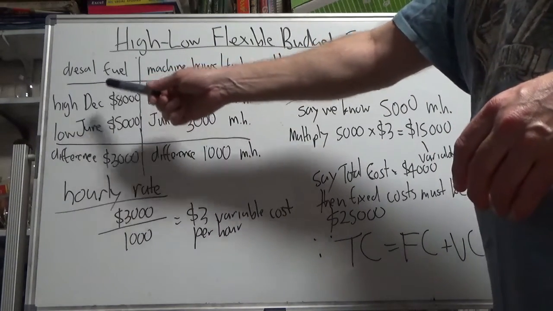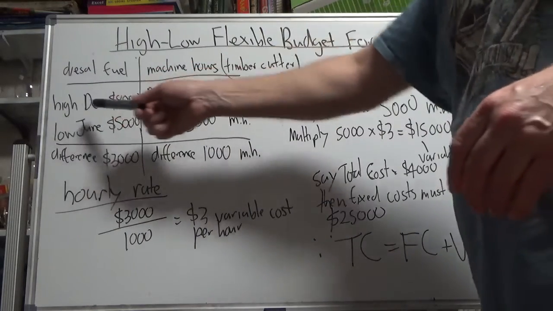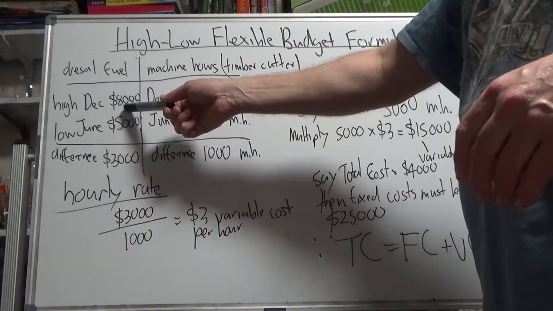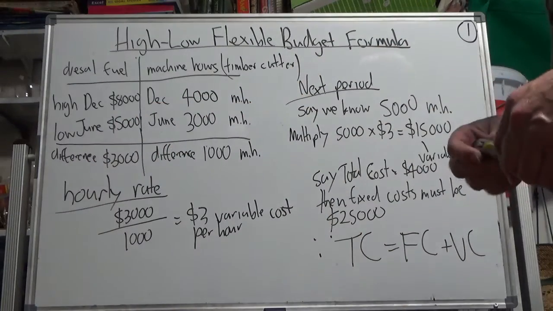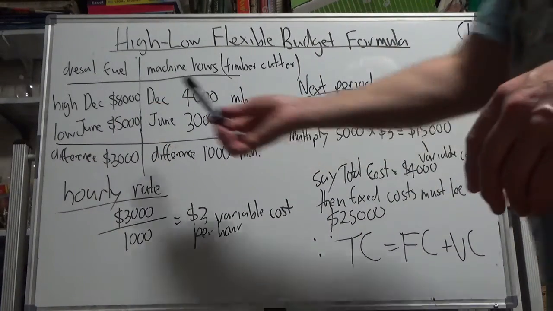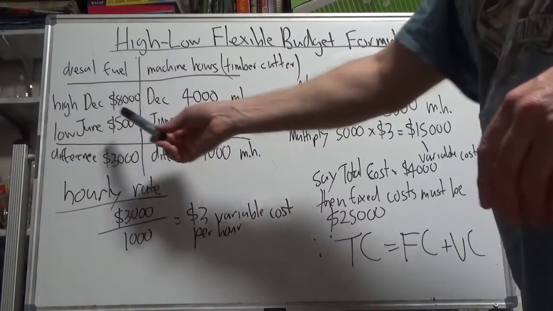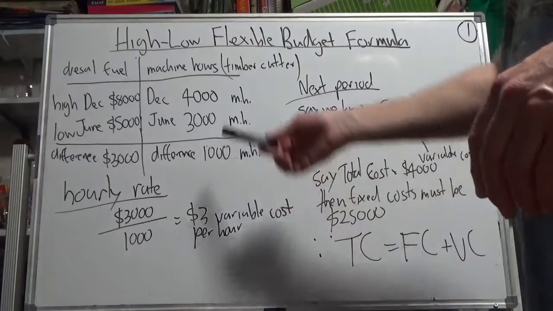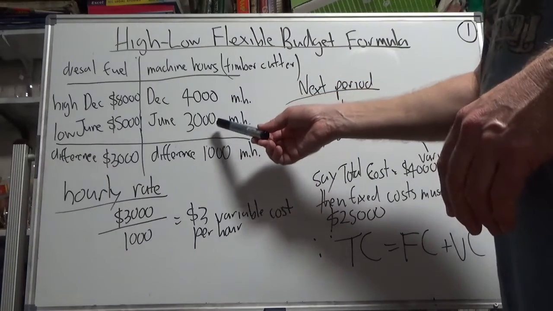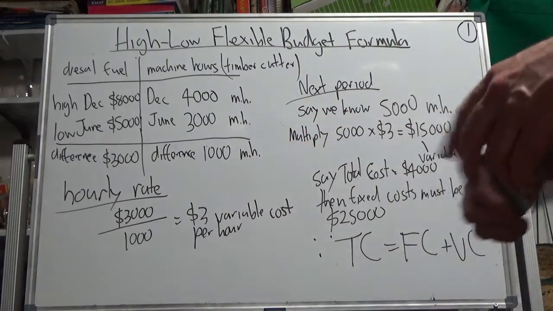And you know that you spent diesel fuel for that machine. The highest figure it was in December, $8,000, and the lowest figure was in June, a quieter month, $5,000. So now you've got to go ahead and find the difference between the high point and the low point. So 8,000 minus 5,000 gives you 3,000. 4,000 machine hours minus 3,000 machine hours gives you a difference of 1,000 machine hours.